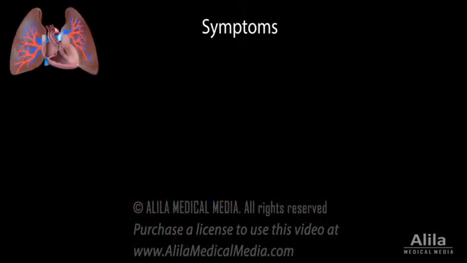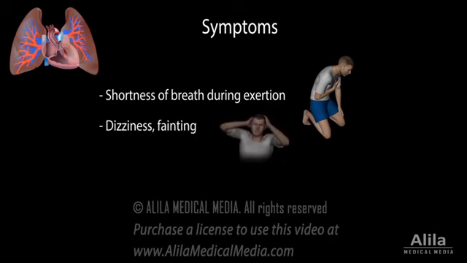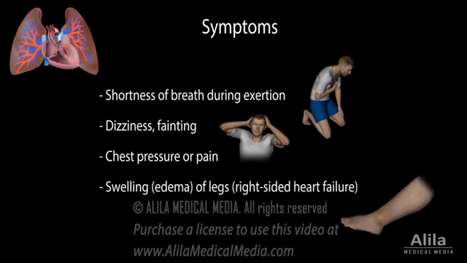The most common symptom of pulmonary hypertension is shortness of breath during exertion. Other signs may include dizziness, fainting, and chest pressure or pain. Swelling of legs may occur when right-sided heart failure has developed.